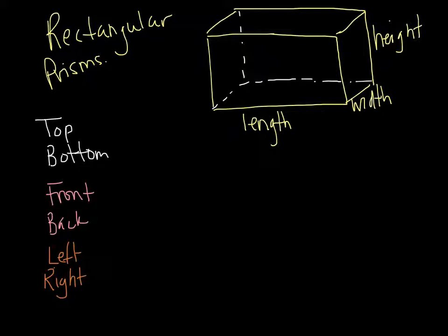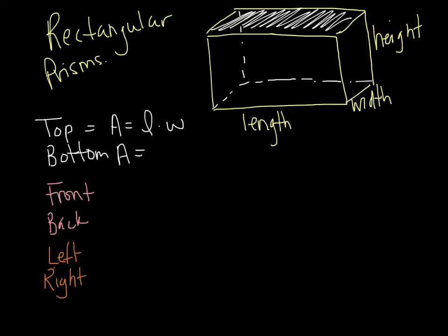So we can then continue on and say, well, in order to find the area of the top, I would really be thinking about the top or the bottom and saying, well then, what dimensions would give me the area? And to find the area of the top, I hope that you can see that that's length multiplied by width. And the area of the bottom would be the same.